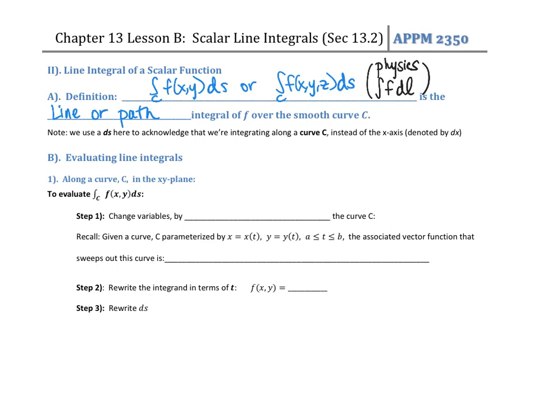All right, so how do we evaluate? We're going to need to change variables, and we like to put everything in terms of the same variable. The easiest way we can do this is by parameterizing the curve.